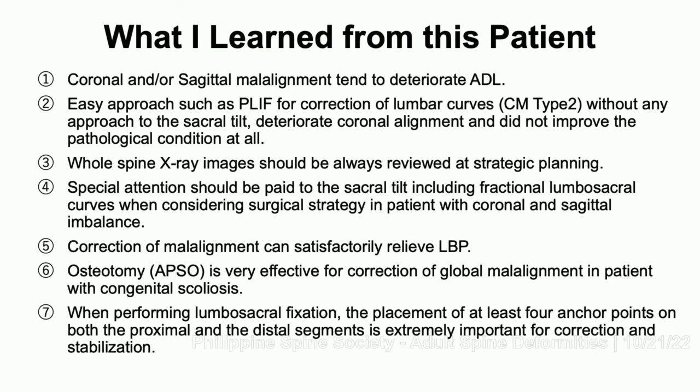Osteotomy is very effective for correction of global malalignment in patients with congenital scoliosis. When performing lumbosacral fixation, the placement of at least 4 anchor points on both the proximal and the distal segments is extremely important for correction and stabilization.